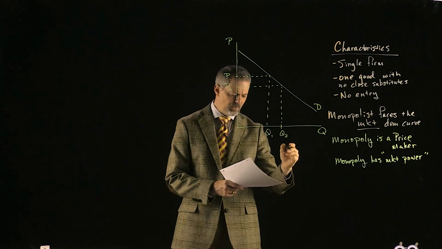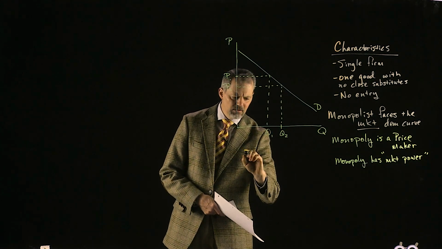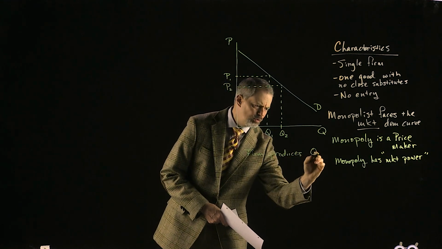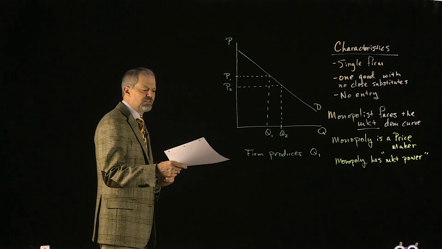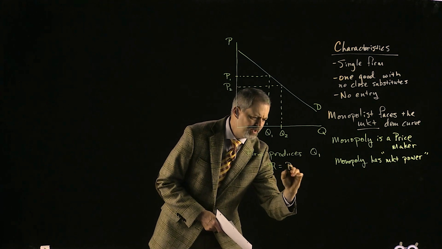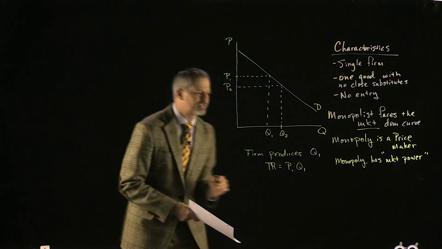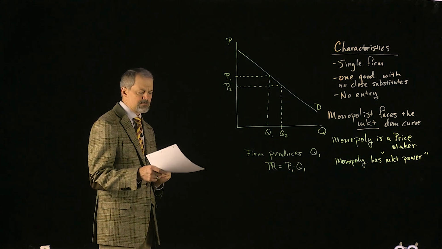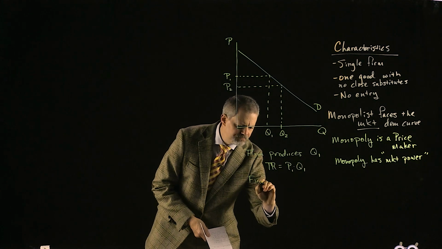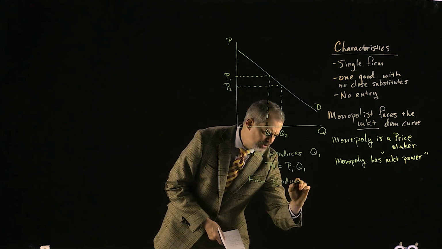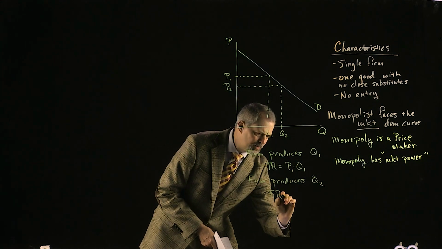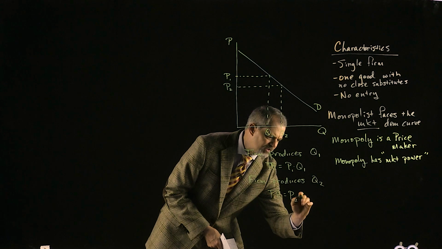So if the firm produces Q1, then that means that total revenue would be equal to P1 times Q1. There's the total revenue that the firm will produce. If it increases production to Q2, firm now produces Q2, then its total revenue is going to be equal to P2 times Q2.